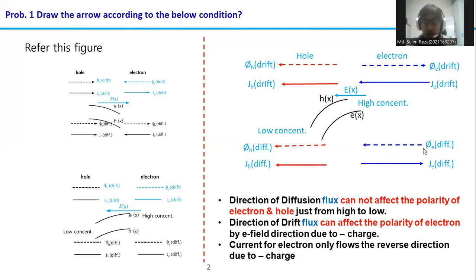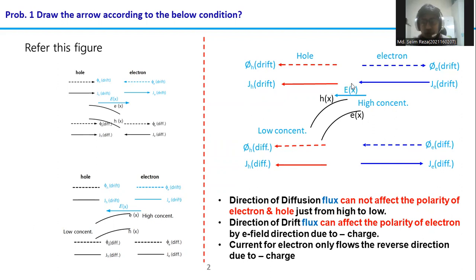Electrons will diffuse in this direction. Holes will diffuse in this direction, and the current direction will be the same as the direction of the hole. But the electron current will always be in the opposite direction of the electron path. So if the electron diffuses in this direction, the current will be in the opposite direction.